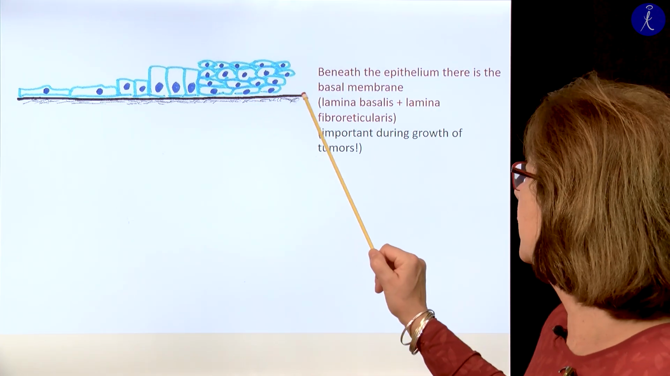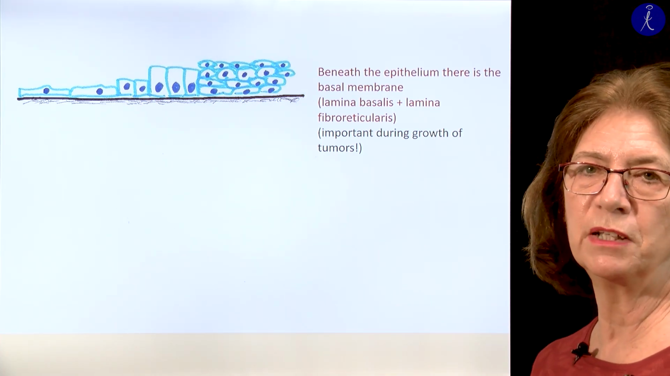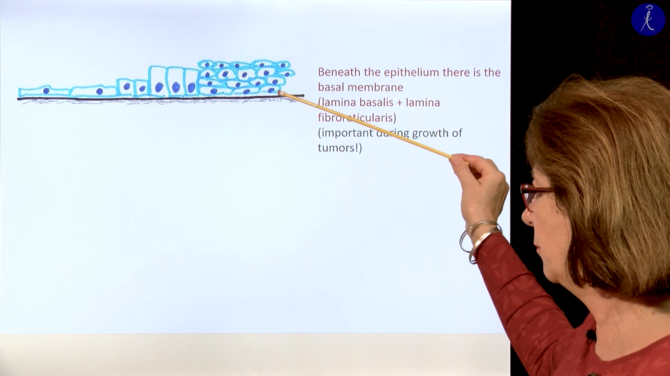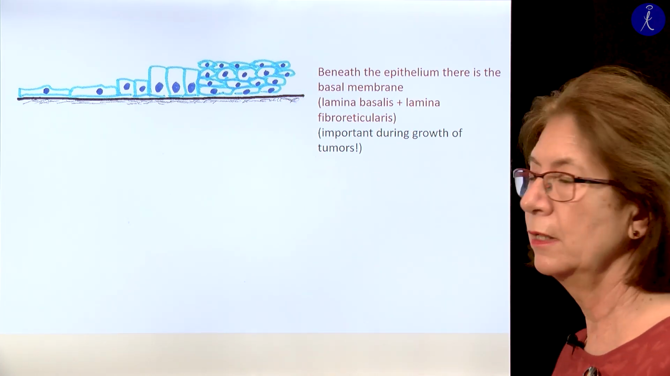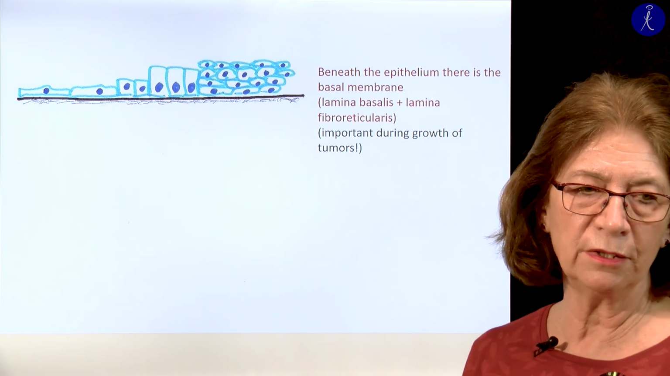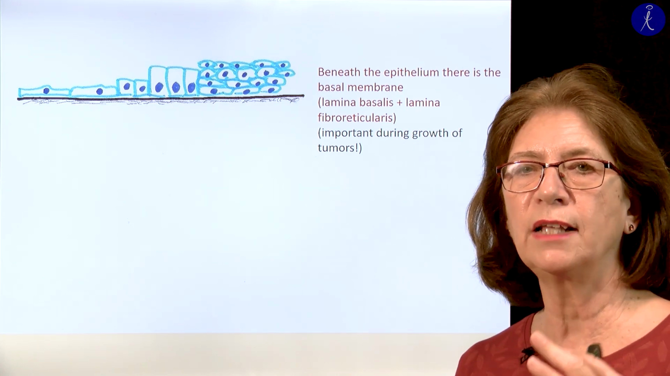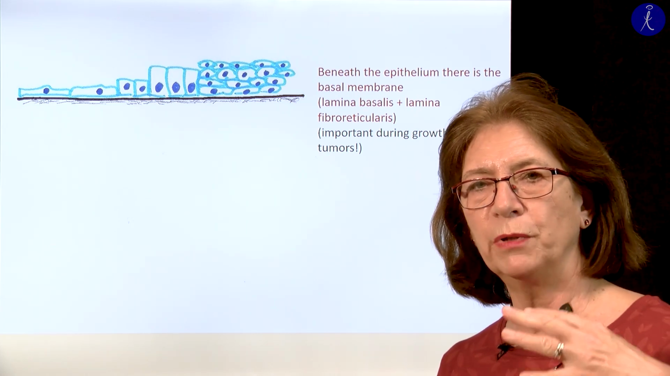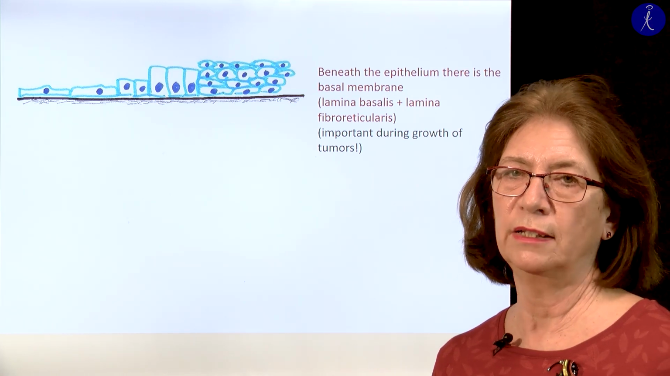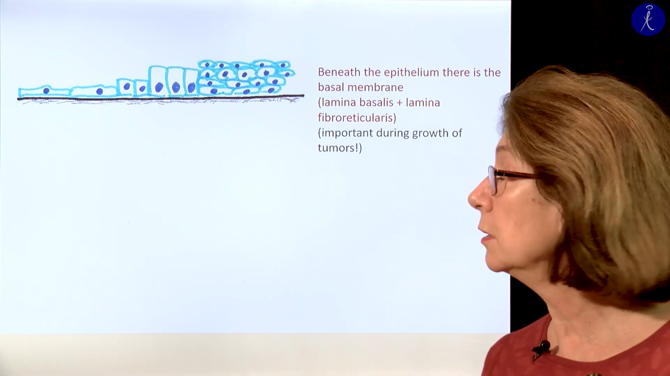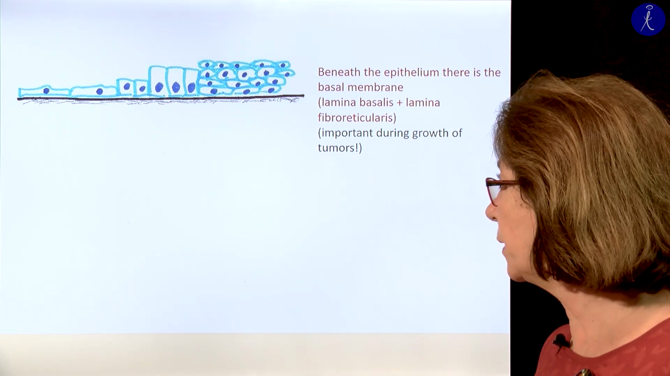Beneath the epithelium, there is always a basement membrane, right? There you see this basement membrane, which has two layers. It has a lamina basalis on the epithelial side and the fibroreticular layer. This is very important for pathologists. It's a different stage of a tumor if it breaks through the basement membrane. That's already, of course, not that good if it breaks through. So it's a very important structure, the basement membrane.